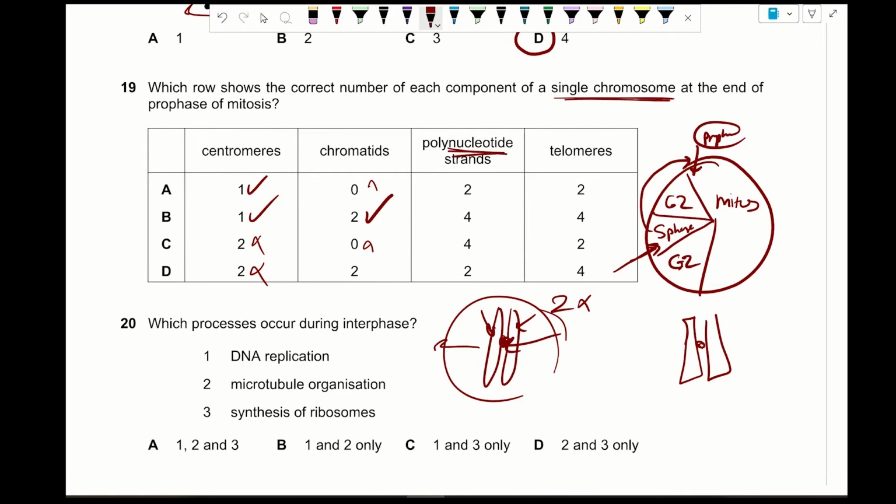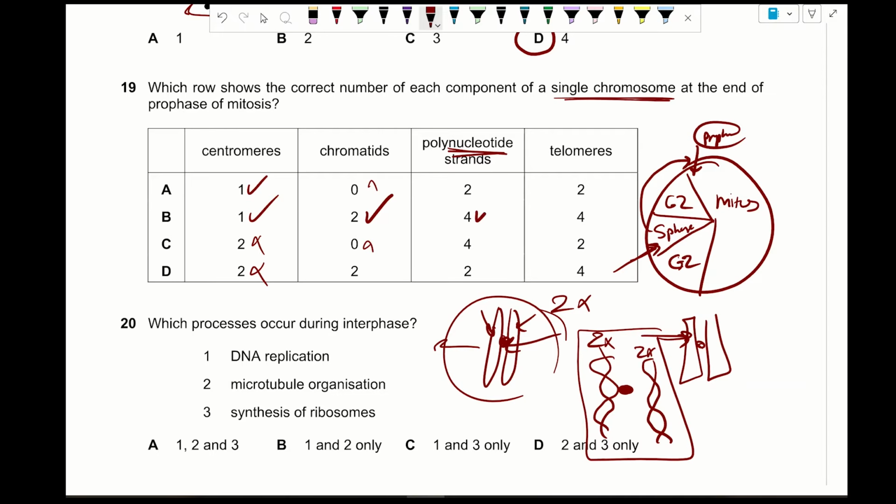Now, polynucleotide strand. Each chromatid has 2 polynucleotide strands. That's what it would look like if we would draw them out. Therefore, a single chromosome would have 4 polynucleotide strands. Therefore, this is correct. And telomeres. We have 2 chromatids, and each chromatid has 2 telomeres at its end. Therefore, we have 4 telomeres and the answer is B.